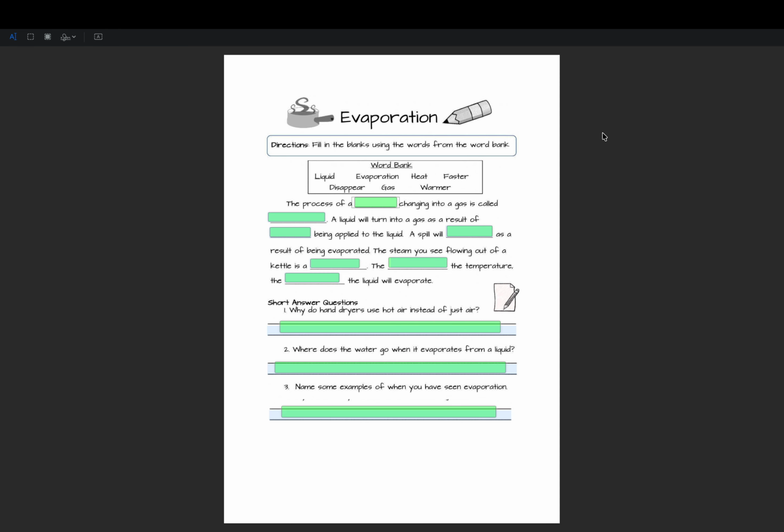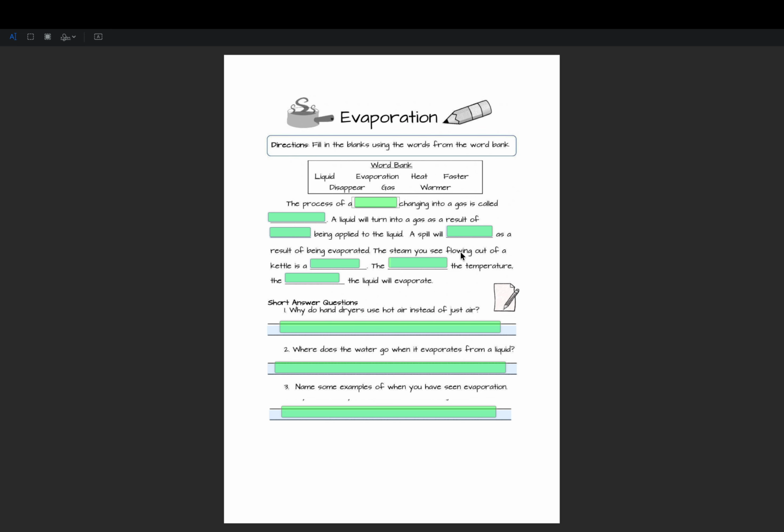So what is evaporation? Evaporation is the process of liquid turning into gas. Evaporation happens in a lot of places. One example is distillation, where we're trying to separate the solution. We evaporate it into water vapor. Another example is wet clothes drying on a rack. Now let's start doing this worksheet.